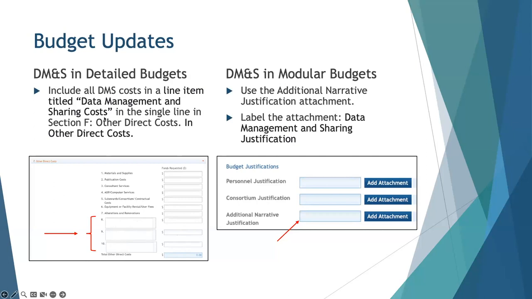This is in the other direct costs part of the detailed budget. If you're doing a modular budget, there is no detailed budget, so your DMS costs become part of your modular total. So up to $250,000, you include your DMS costs in that. And then in this additional narrative justification attachment, the attachment must be called data management and sharing justification. It's a PDF, as you know, and you attach it here.